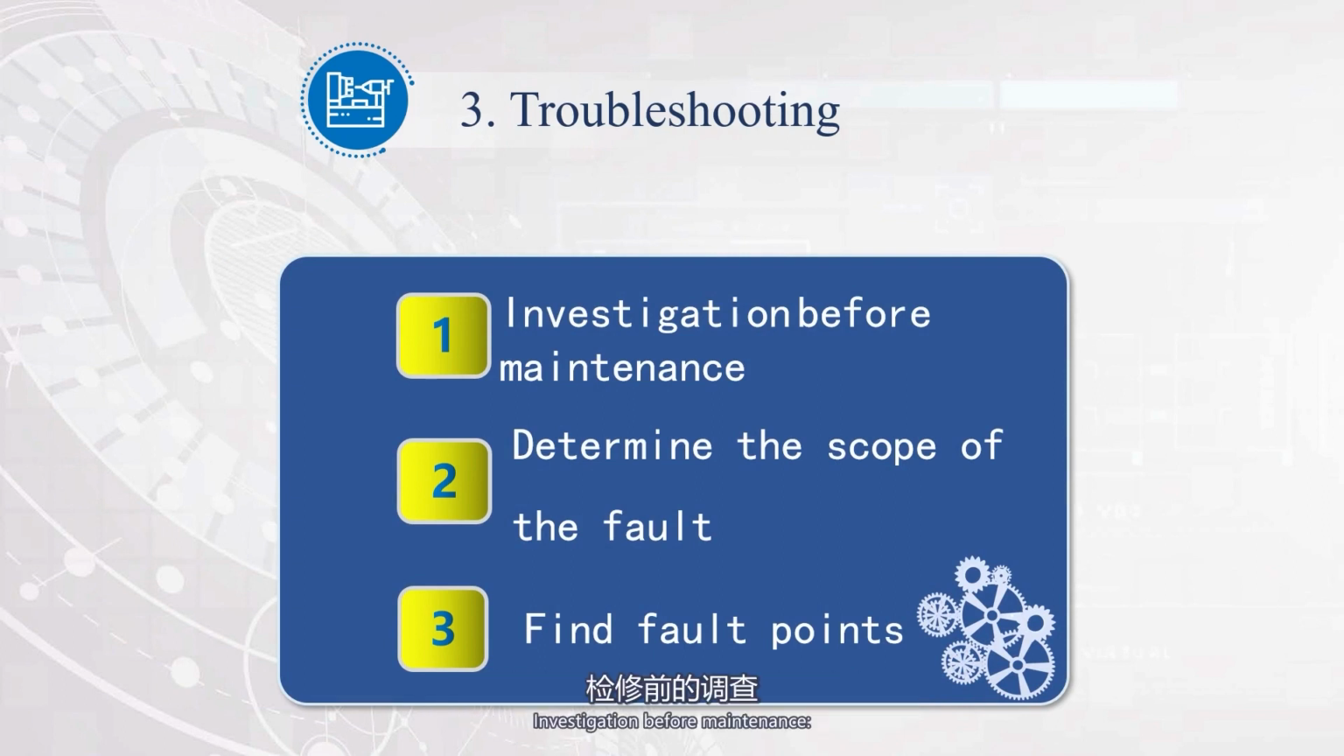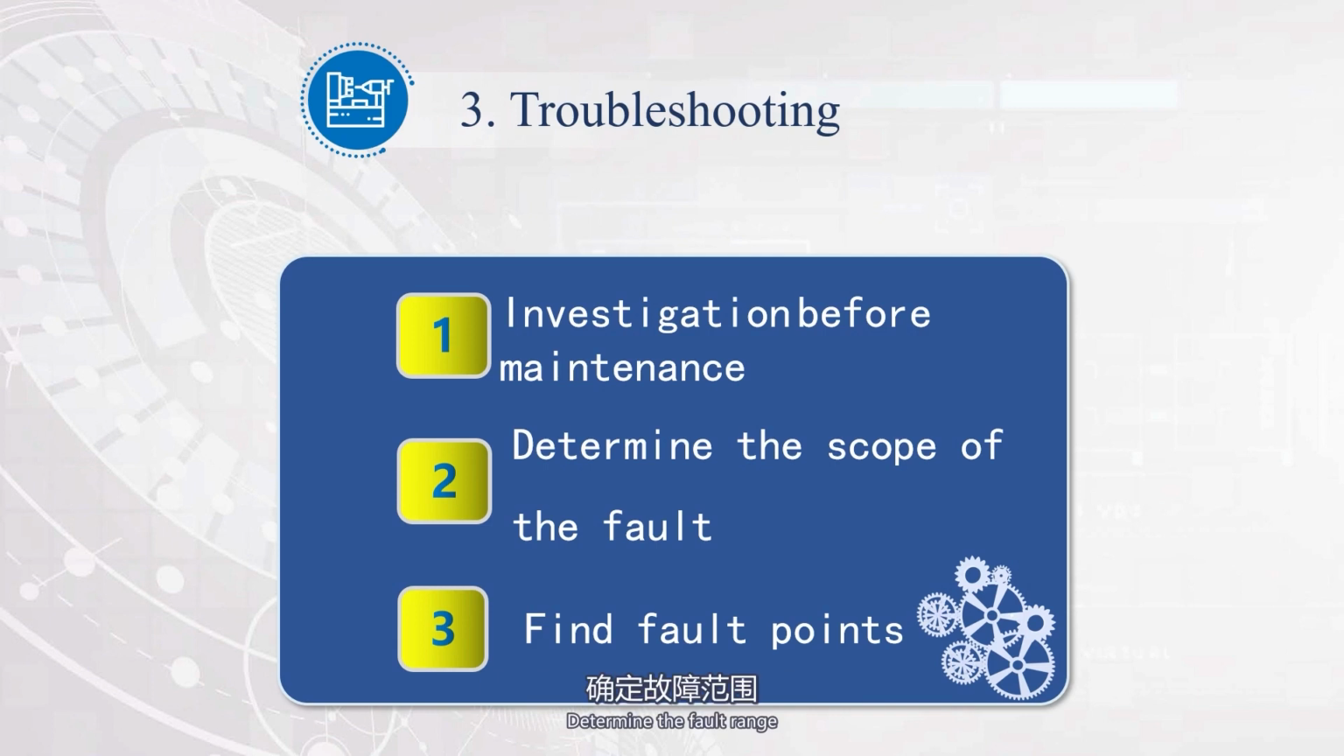Investigation before maintenance. Maintenance personnel perform troubleshooting on machinery and equipment just like doctors treating patients: looking to see if there are any abnormalities on the surface of the circuit, smelling if the circuit is burnt, asking the operator if there are any abnormalities in the machinery and equipment, cutting power and using a multimeter to detect, and listening if there are any abnormal sounds in the machinery and equipment.